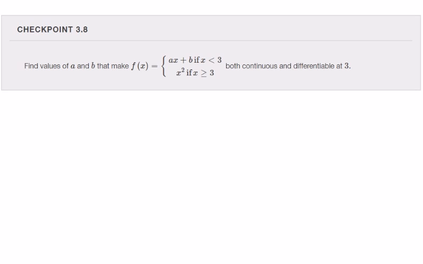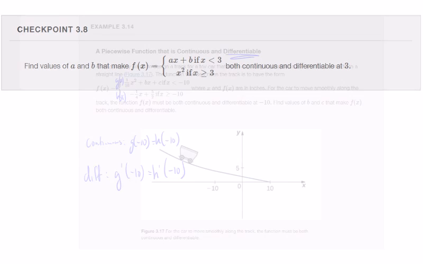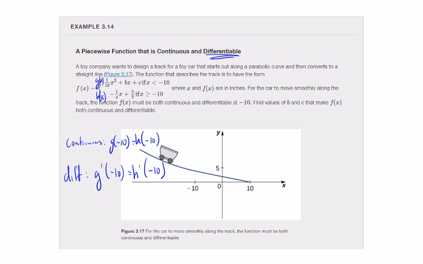Here is the same thing. But I like on this one, they have the diagram, and it says you want to create a track. And so if it's continuous and differentiable, that means that it'll be a smooth ride for that little car here.